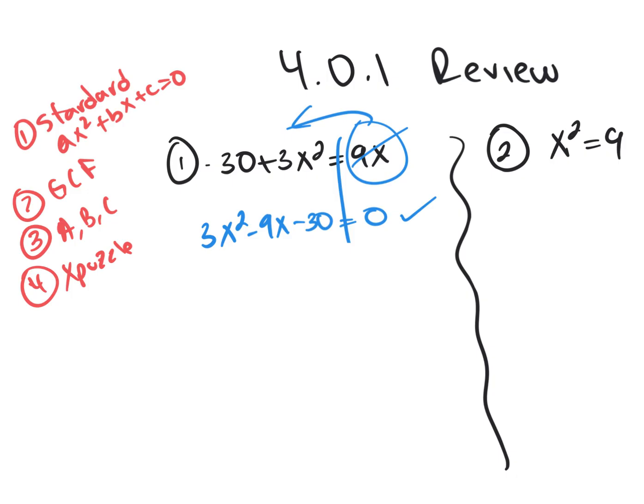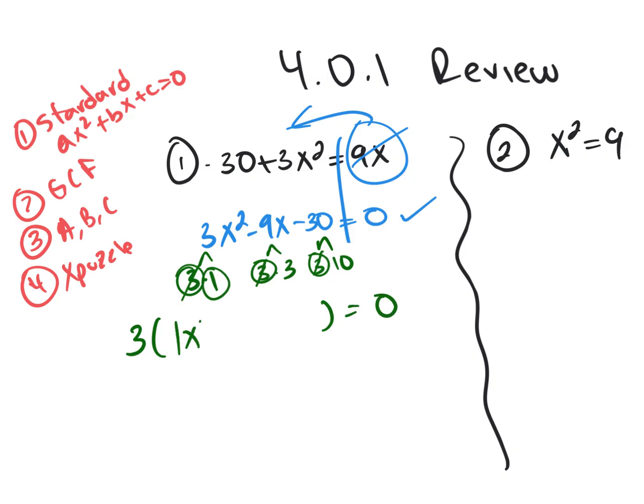For step 2, I do factor trees. Notice my 3x squared has an x, my b has an x, but c doesn't have an x. So there's no common letter, but I can factor out. 3 is 3 times 1, 9 is 3 times 3, and 30 is 3 times 10. So they all have a common 3 that we're going to take out. And we're left with 1x squared minus 3x minus 10.